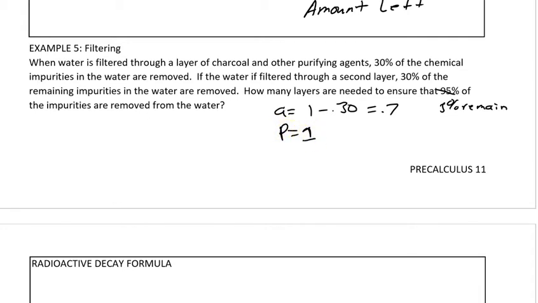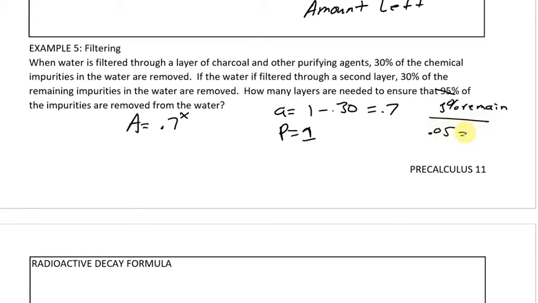Well, I know that I want 5% to remain, so that's 0.05. That's going to be A. That's the amount I want left, 0.05. So 0.05 equals 0.7 to the x power. And then we solve that by graphing.